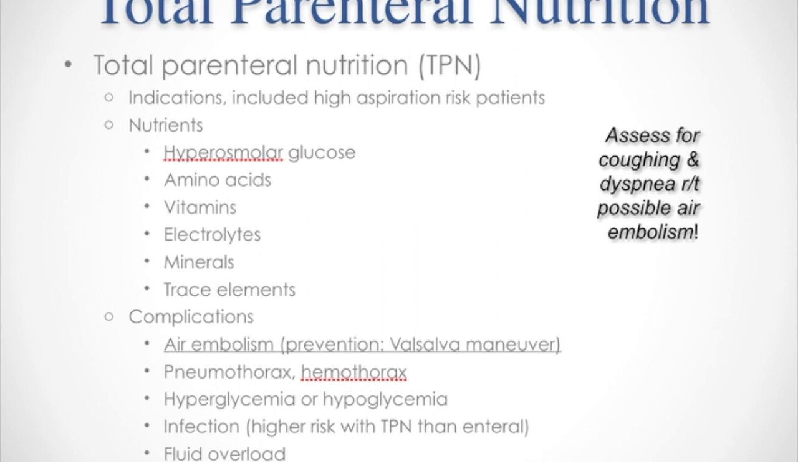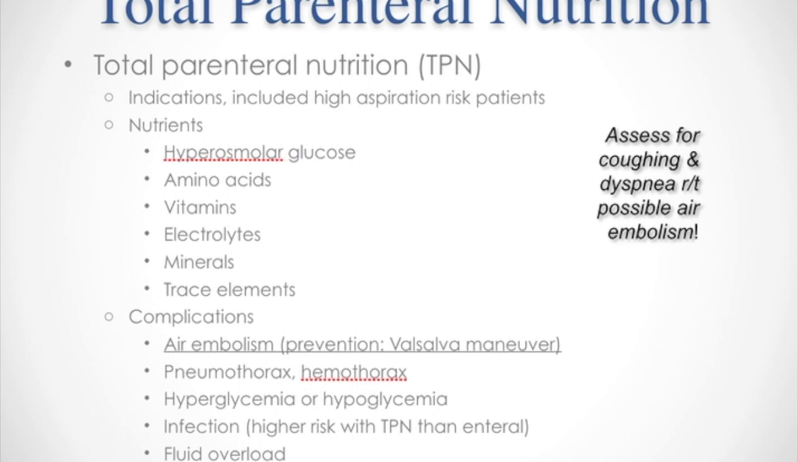TPN becomes necessary when the GI tract is not functioning well, either due to things like uncontrolled vomiting, malabsorption, or even an intestinal obstruction. TPN could also be necessary for a patient that has a high risk for aspiration or to supplement inadequate oral intake. In general, TPN is given when the GI tract will not support tube feedings. TPN is built up of vitamins, minerals, proteins, electrolytes, and elements.